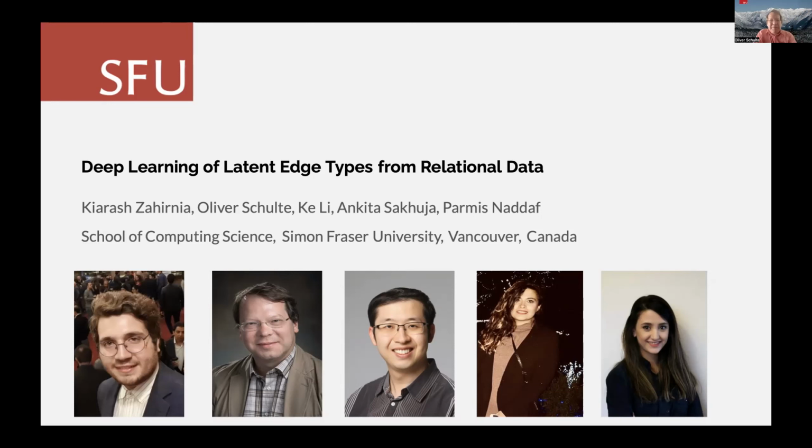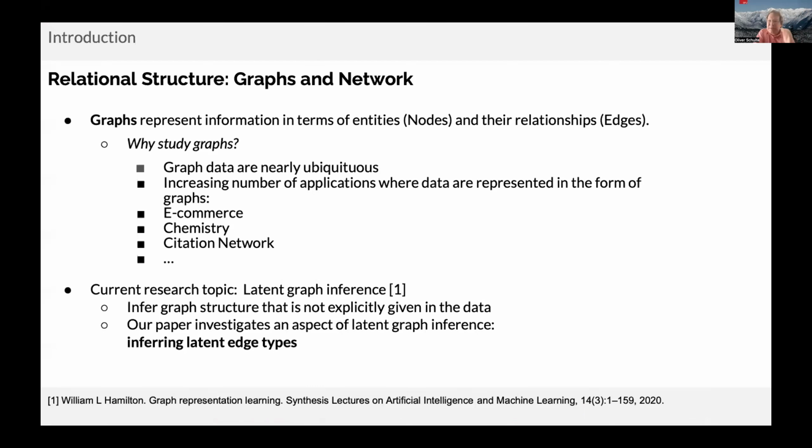We're talking about inferring latent edge types from relational data. It's just a bit of general motivation. Graph data are very important, very common. If you just think about all the relational databases that pretty much every modern enterprise has, there's been an increasing amount of interest on the deep learning side and many and growing numbers of applications.